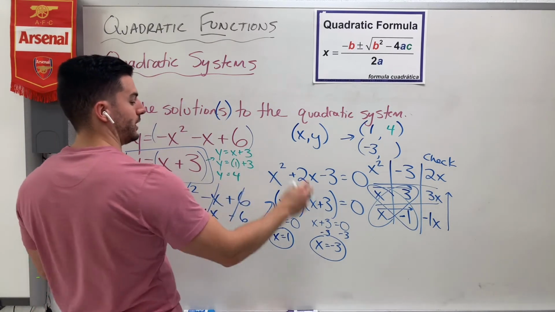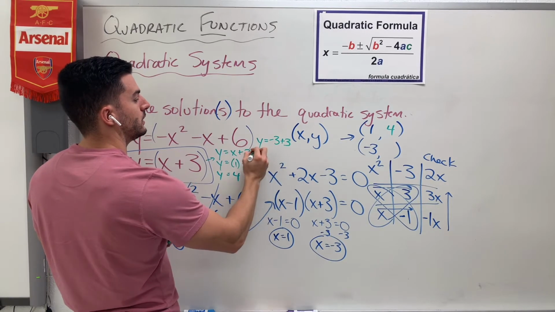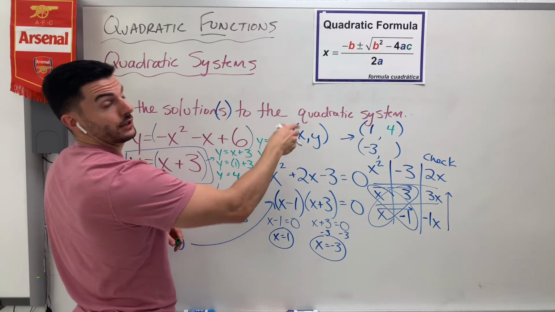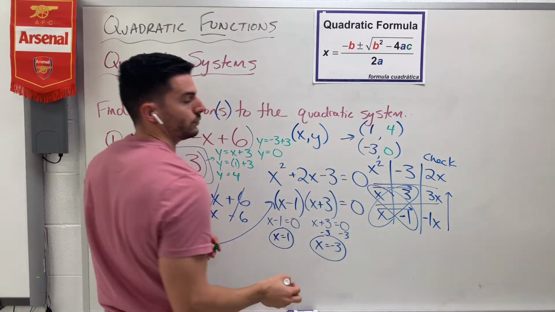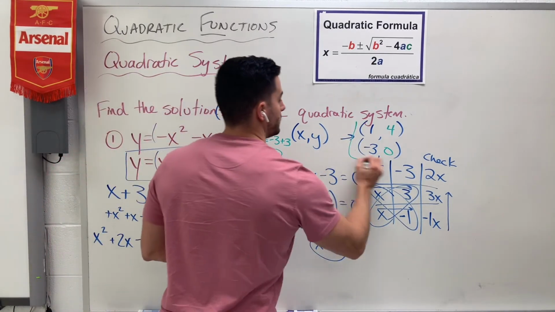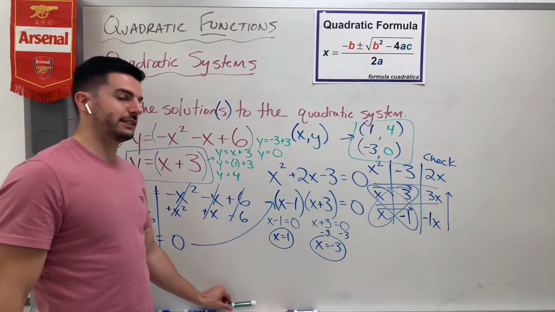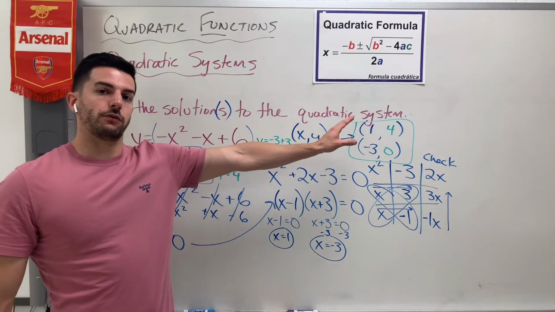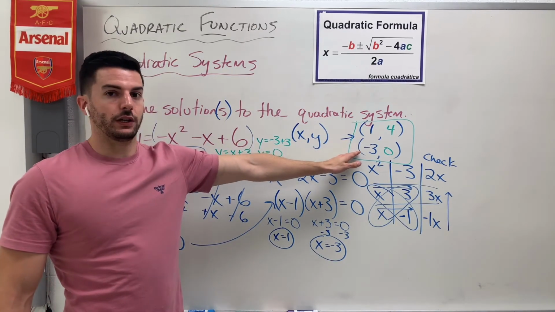And then the other answer, same thing. If I plug in negative 3, y equals negative 3 plus 3. So y should equal negative 3 plus 3 is 0, okay? So negative 3 comma 0 would be my other solution, okay? So those are my two answers to this whole quadratic system, okay? 1 comma 4 is the first point, and negative 3 comma 0 is the second point, okay?